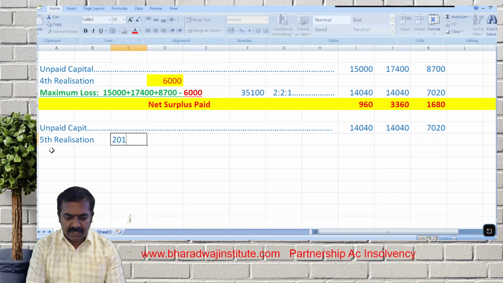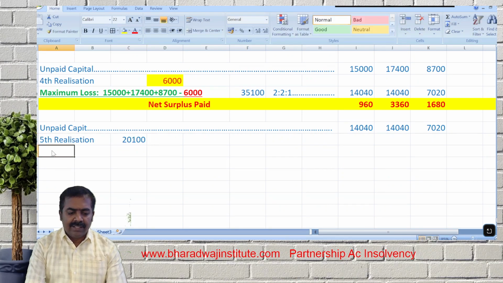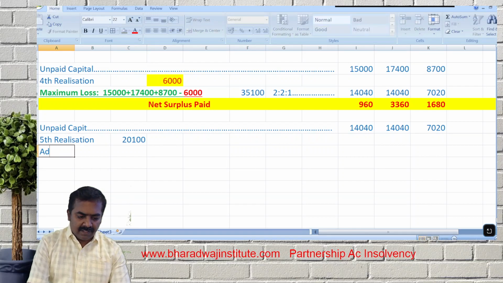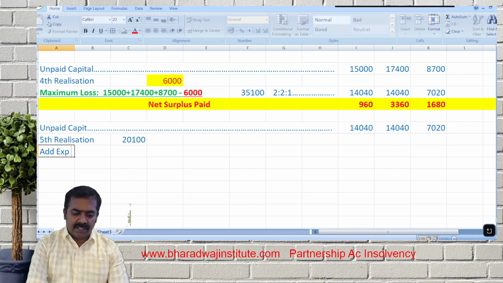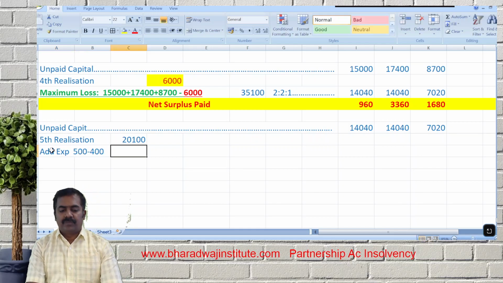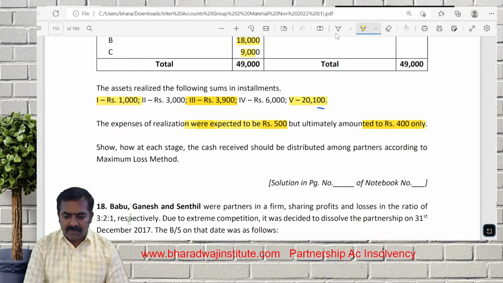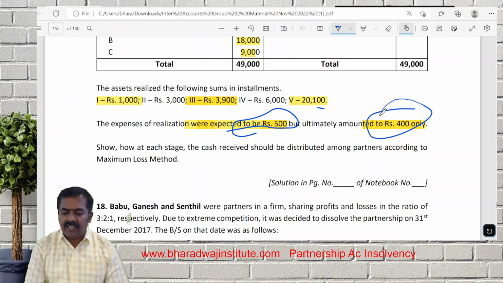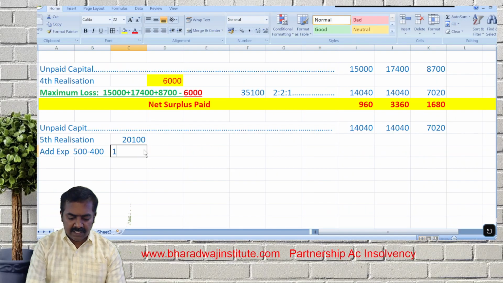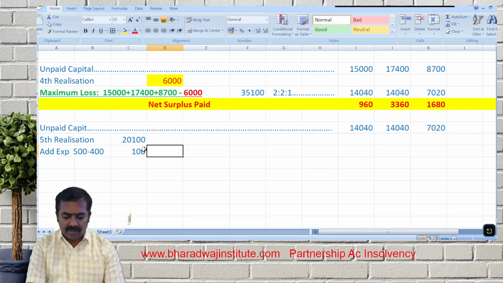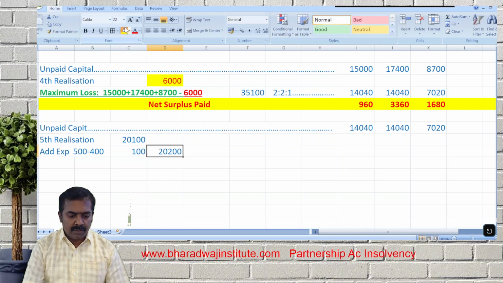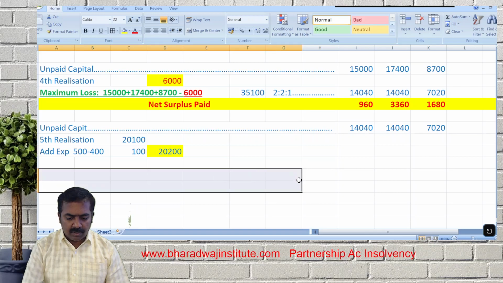This is the last realization. We have 20,100. Wait. Surplus of expenses: we provided 500, but actual expenses are only 400. Expenses were expected to be 500, but actually it was only 400. So the surplus on expenses, 100, we add. What is the amount available? 20,200 available. Again, work out the maximum loss.